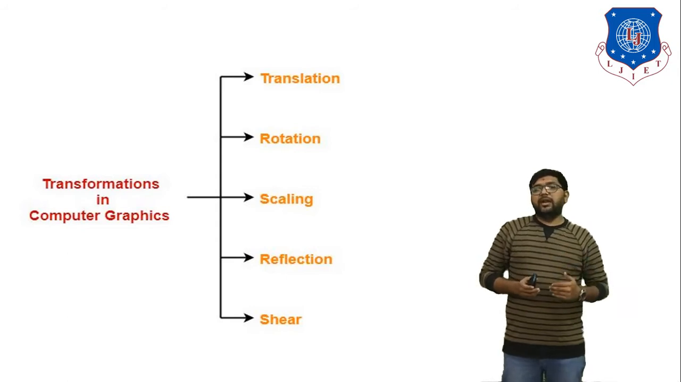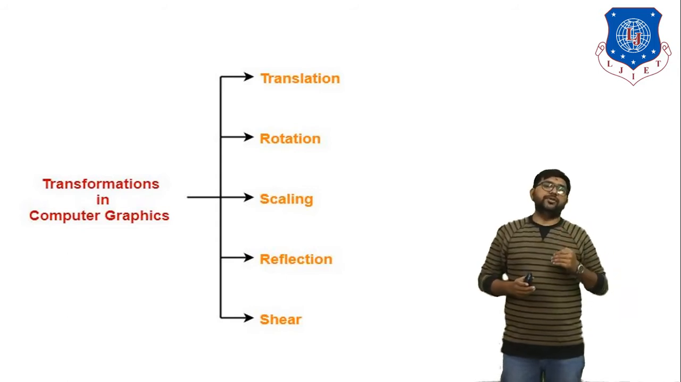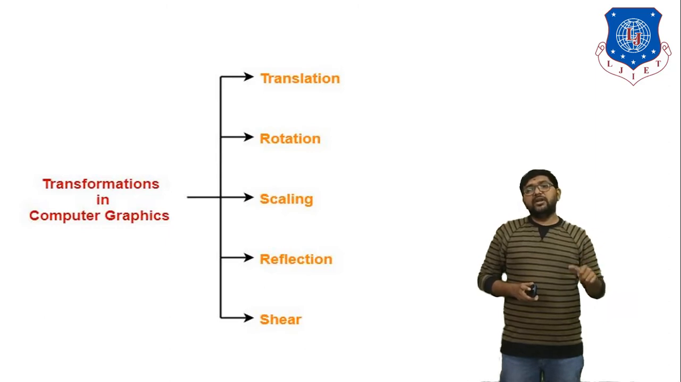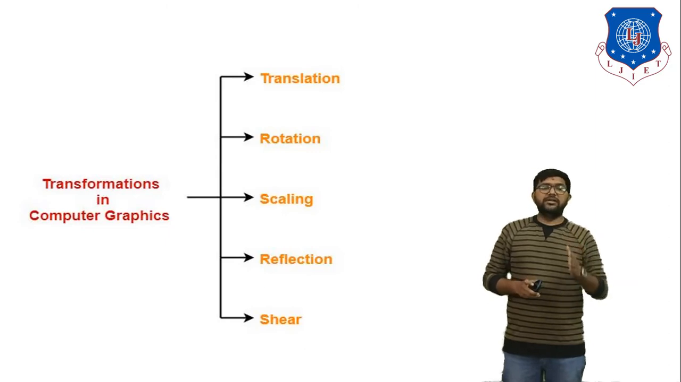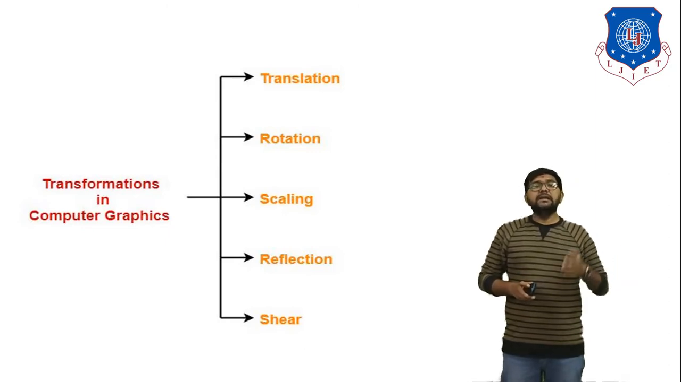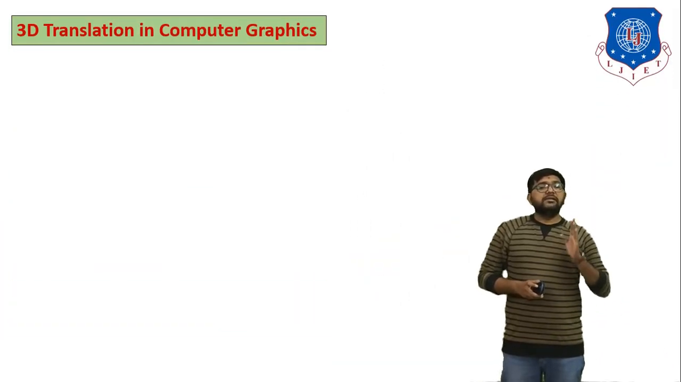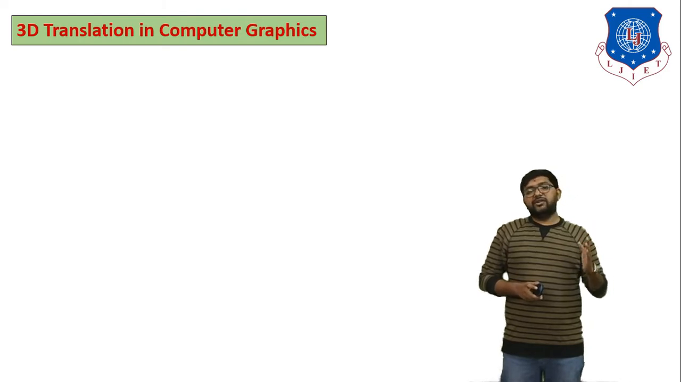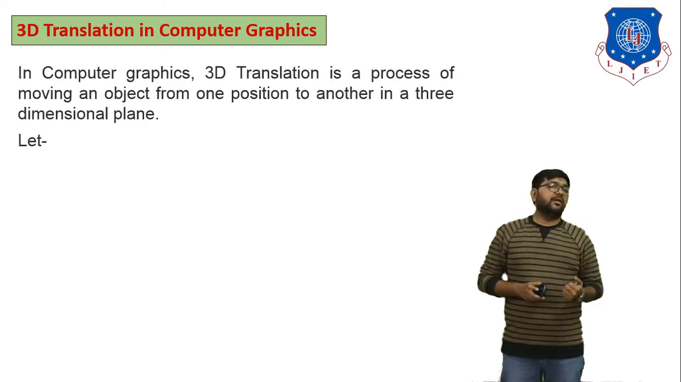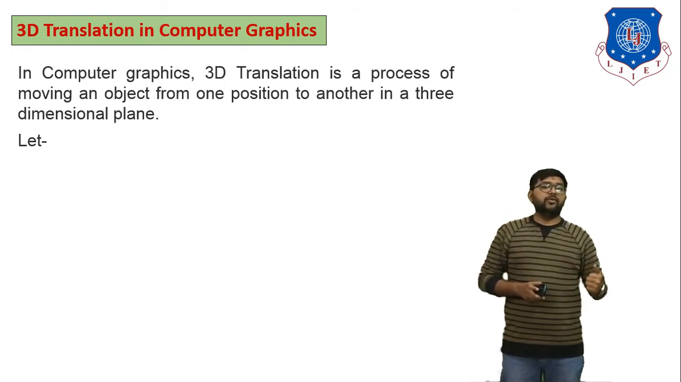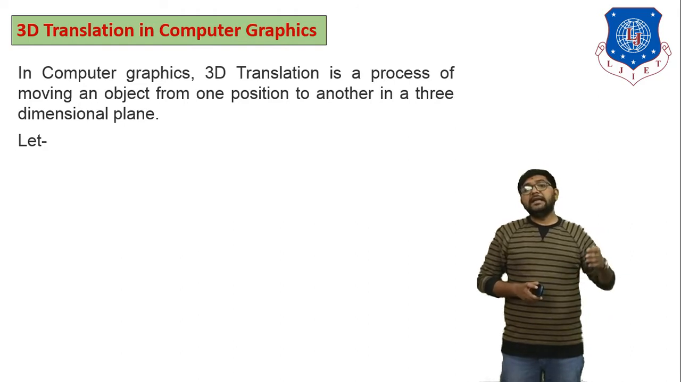Now we have to derive the equation of each of the transformations. First we derive the equation of translation. We already derived the equation of translation for two-dimensional geometric transformation, so now we derive the equation for three-dimensional geometric transformation. In computer graphics, 3D translation is a process of moving an object from one position to another position in a 3D plane.